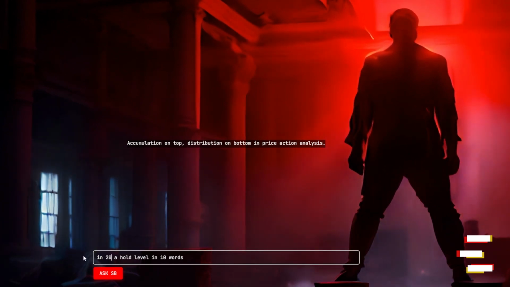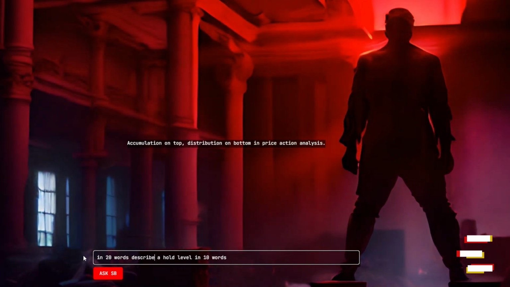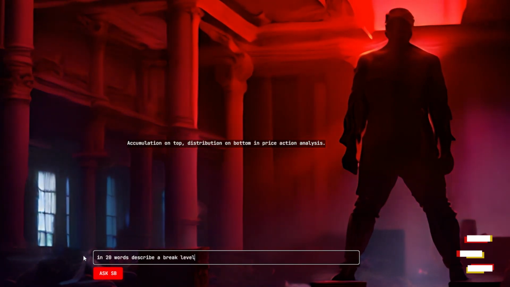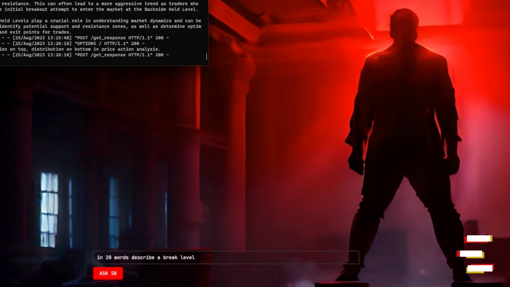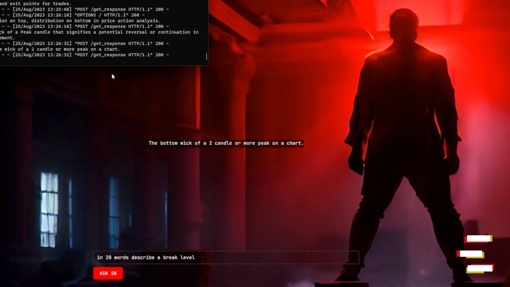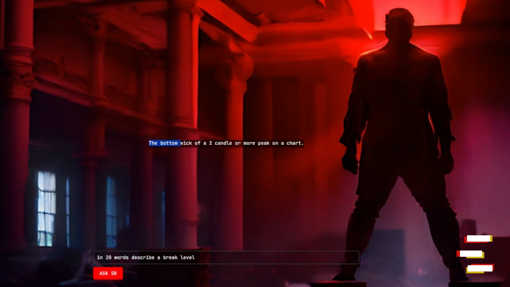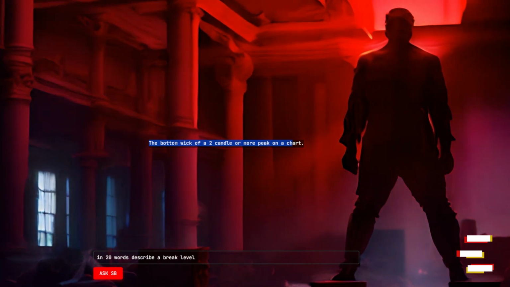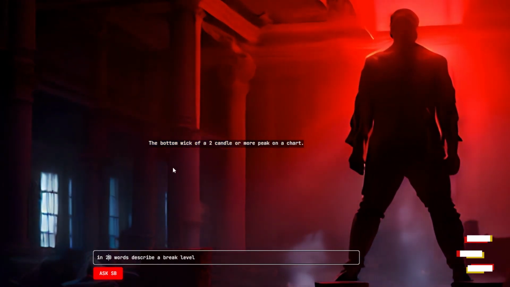In 20 words, describe a break level. Let's try this one. 20 words, describe a break level. We'll let it queue up its information. Oh, I think I hit it twice by accident. Let's count how many words. 1, 2, 3, 4, 5, 6, 7, 8, 9, 10, 11, 12, 13. So it decided to do it in 13 words. The bottom wick of a 2 candle or more peak on a chart.